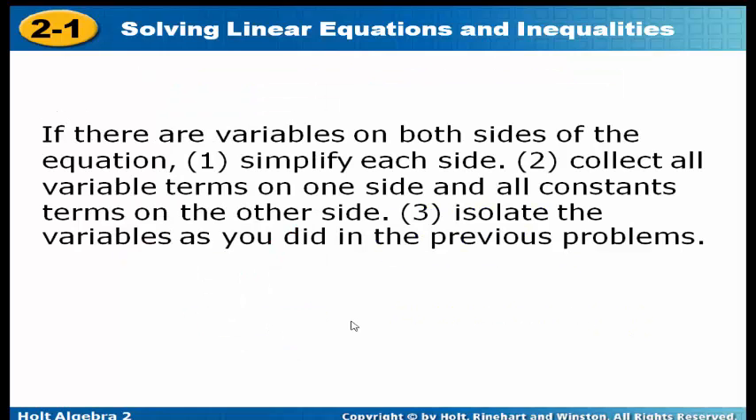If there are variables on both sides of the equation: 1. Simplify each side. 2. Collect all variable terms on one side and all constant terms on the other side. 3. Isolate the variable as you did in the previous problems.